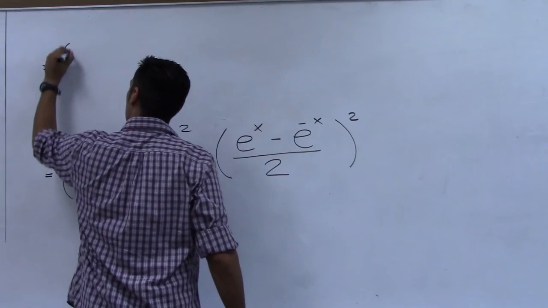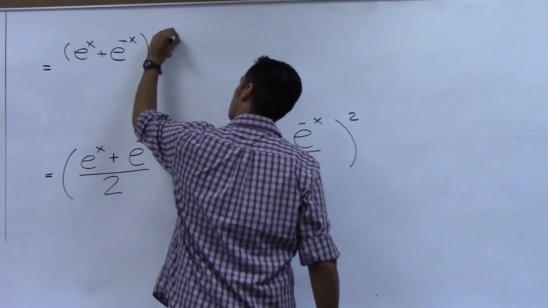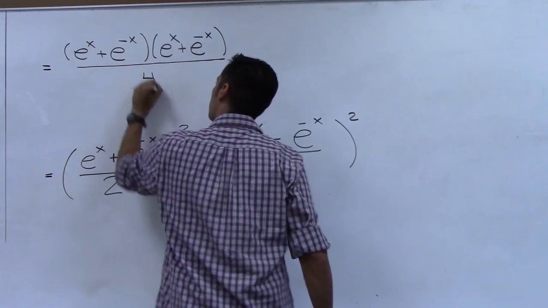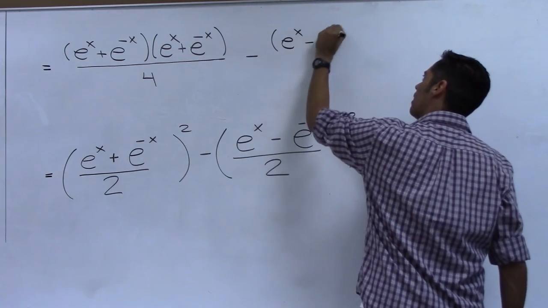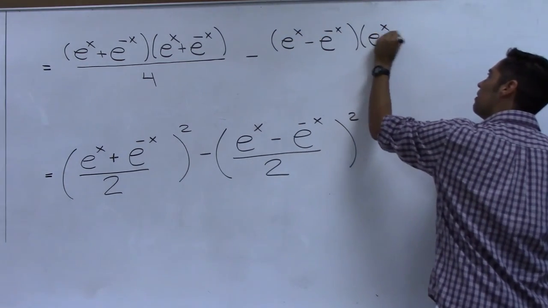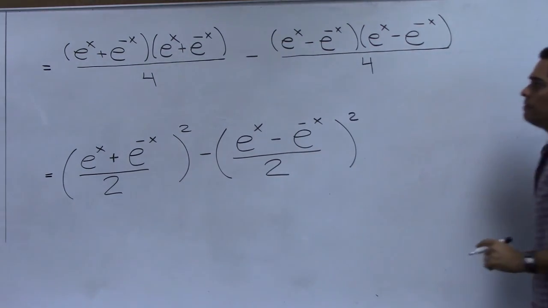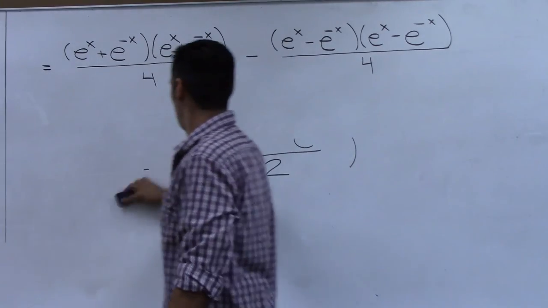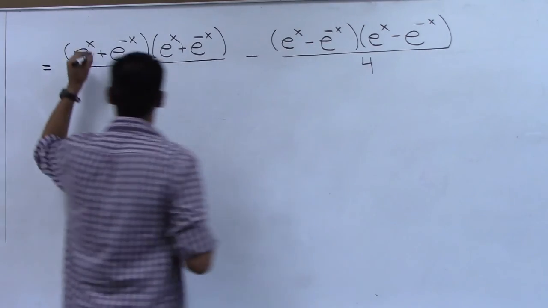Okay, so I'm going to get a new line here. I'm going to put e to the x plus e to the negative x times itself, e to the x plus e to the negative x, all of this over 4, minus e to the x minus e to the negative x times e to the x minus e to the negative x, all over 4 again. So I haven't actually squared it. I just wrote it out so that I could actually do the multiplication now. And then we get to expand those, or if you like, the FOIL thing.